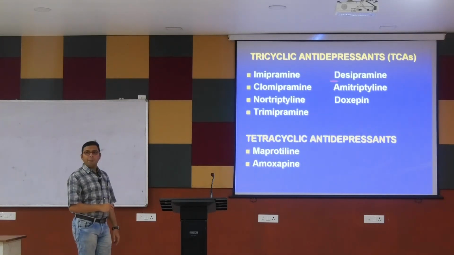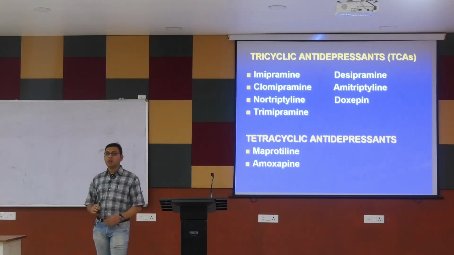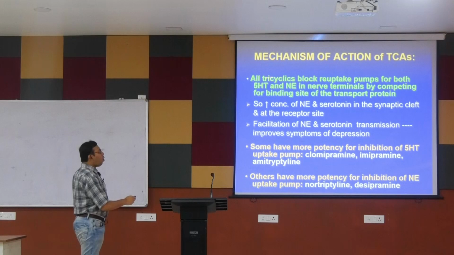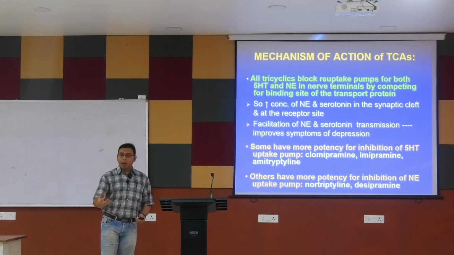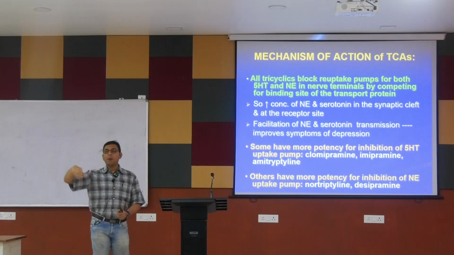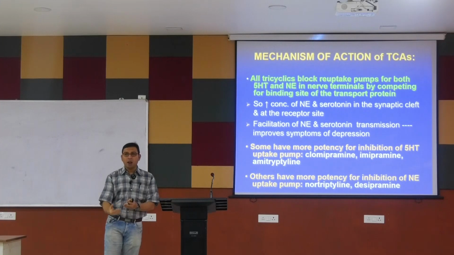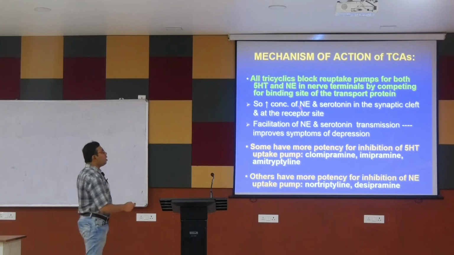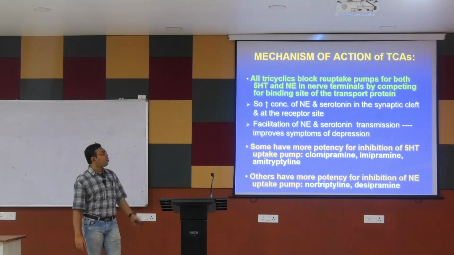Already we have seen about the examples. Very important, you have to learn about the examples of the tricyclic antidepressant. Mechanism of actions, similarly, already we have discussed. All these tricyclic antidepressants, basically they are blocking the reuptake pumps. So some part of these neurotransmitters are reuptake back to the presynaptic neurons. So if we are blocking the reuptake pump, so there will be more availability of these monoamines in the neurotransmitter junction, so that more neurotransmitter can act on their receptors. Simple thing. So for serotonin and norepinephrine in nerve terminals, by competing for the binding site of the transport protein.